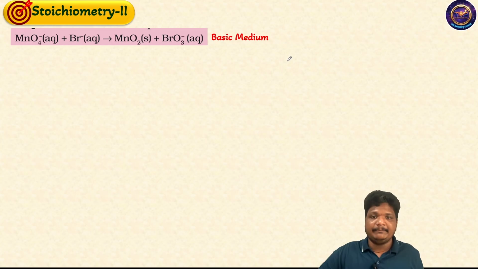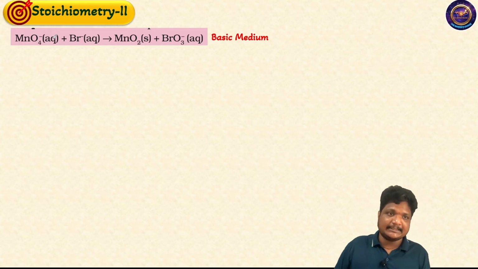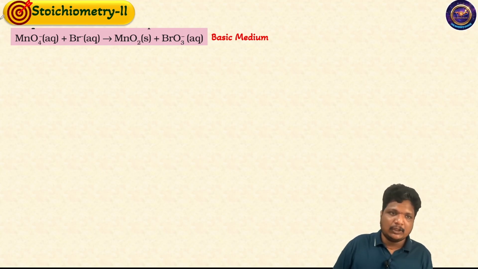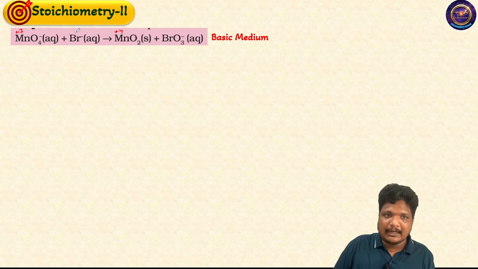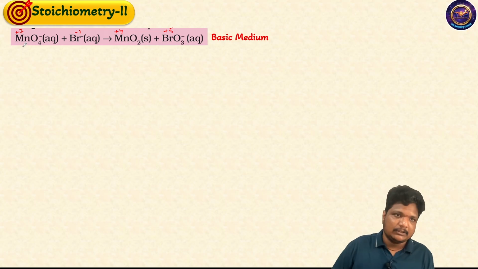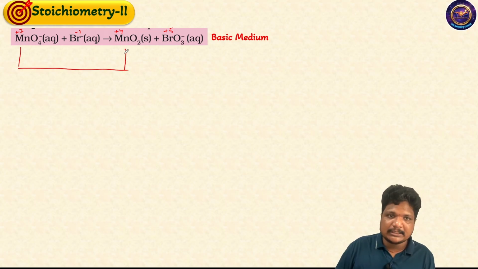Let's see the basic medium. Now let us take this reaction: MnO4- plus Br- gives rise to MnO2 plus BrO3-. First you have to identify the oxidation half reaction and the reduction half reaction. Here manganese is in the +7 oxidation state, and in this one manganese has the +4 oxidation state. Bromine has the -1 oxidation state, and here we have the +5 oxidation state. So manganese undergoes reduction from the +7 to the +4 oxidation state. So it is a reduction reaction.